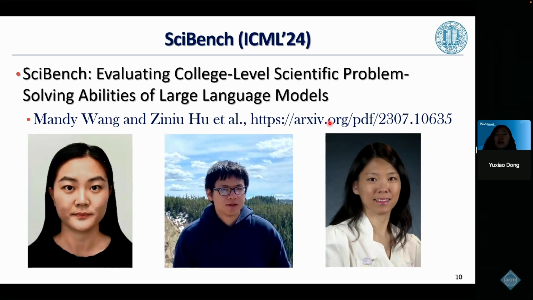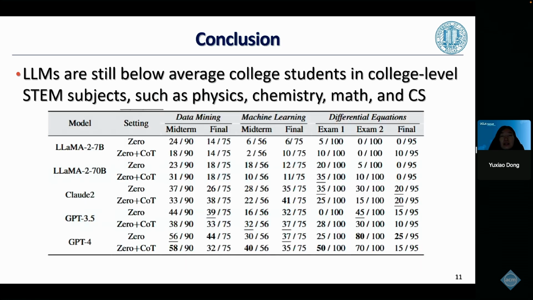The first benchmark that we have done is led by Mandy, who actually just won the runner-up dissertation award this year, and also my collaborator, Professor Wei Wang from UCLA. For this benchmark, we try to evaluate the capabilities of LLMs. What we are doing is collecting college-level scientific problems, most likely from textbooks and also from private exams, to see how well they do.